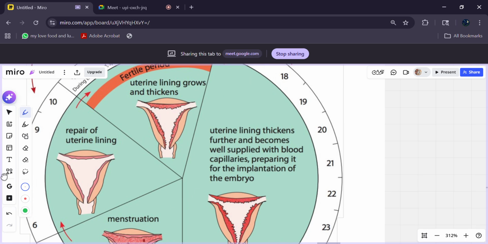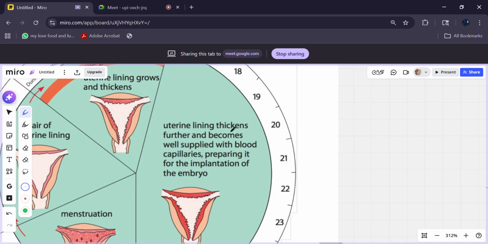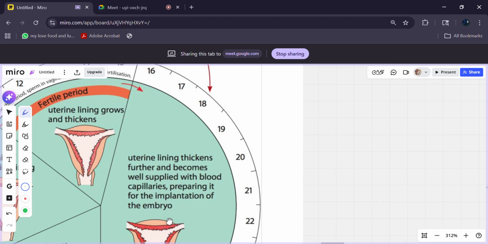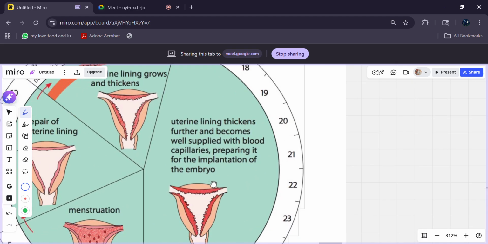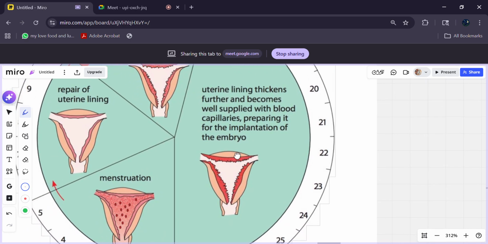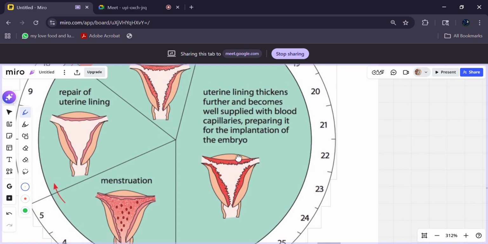Now, from day 15 to day 28, the uterine lining thickens further and becomes richly supplied with blood capillaries. This prepares the uterine lining for implantation of the embryo. Thickening of the uterine lining in preparation for the implantation of the embryo is caused by progesterone. Progesterone also inhibits ovulation and the follicle stimulating hormone production.